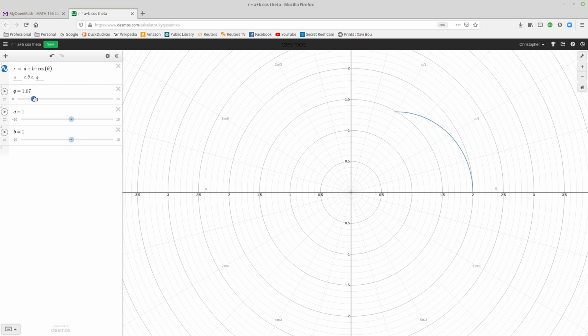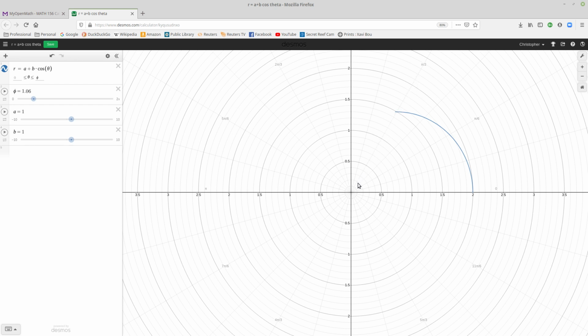And I'll just try to approximate that here. Whenever we consider plugging in pi over 3, you might need to remind yourself that cosine of pi over 3 is 1/2. And so this looks like, in this case, 1 plus 1 times 1/2, which is 1.5 or 3/2. And as you can see, when we head in the direction of pi over 3, we do indeed go out a distance of 1.5.